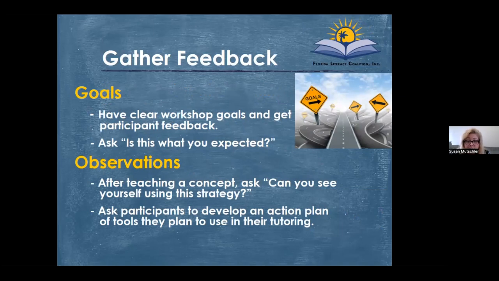We want to have clear workshop goals. We get their feedback. I mentioned this a few times. I like to ask them, is this what you expected? When you signed up for this, is this what you expected? This is one of my favorite things to say. After I teach a concept, I will say, can you see yourself using this strategy? I love to ask that after the language experience approach. Everybody shakes their head and says yes.